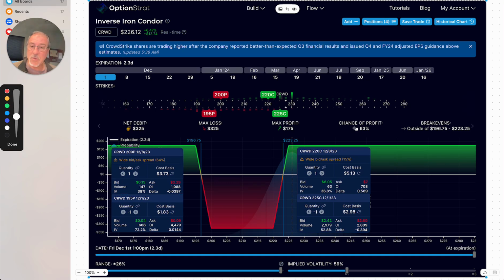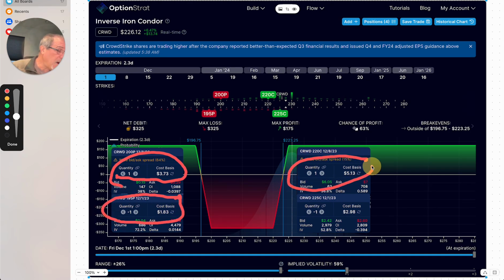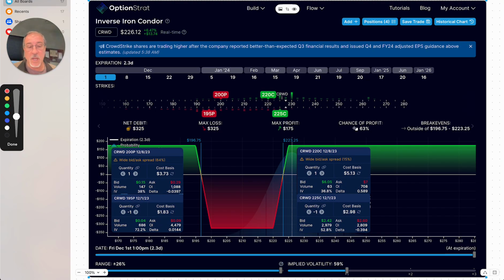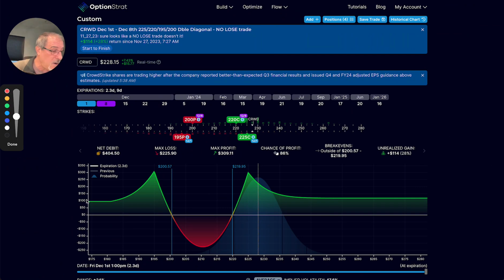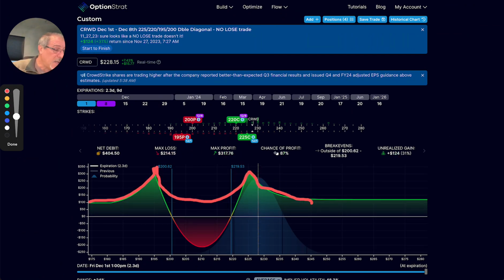The reason this one did not show that, if we look at our cost basis on these, we bought the one for $373, we sold one for $183, we bought one for $513, we sold one for $298. So by the time that we get all of that factored in, you end up with essentially the diagram that we had here, which again, at the start of this, did not show any potential chance of loss.